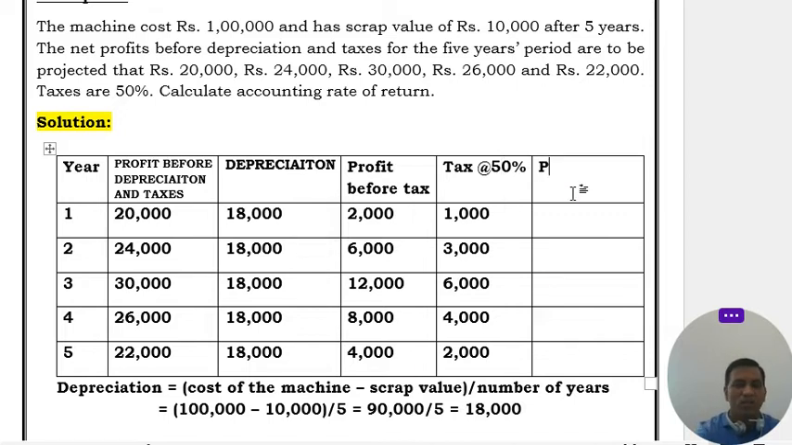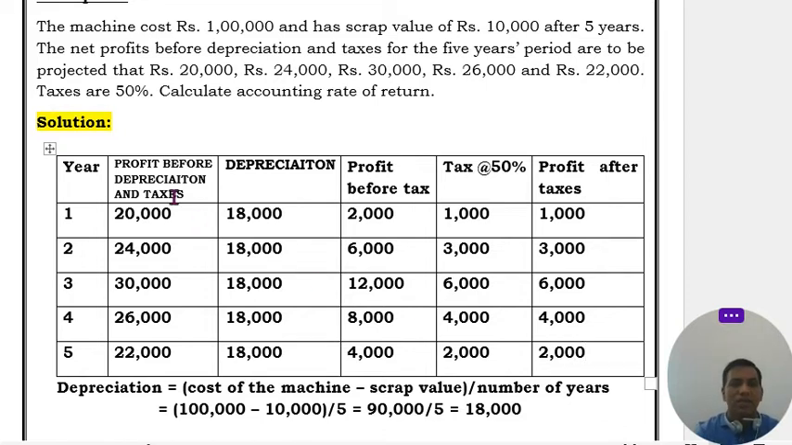And now the final value we need, profit after taxes. How will you get profit after tax? Profit before tax minus tax, profit after tax. 2,000 minus 1,000, 1,000. 6,000 minus 3,000, 3,000. 12,000 minus 6,000, 6,000. 8,000 minus 4,000, 4,000. 4,000 minus 2,000, 2,000.